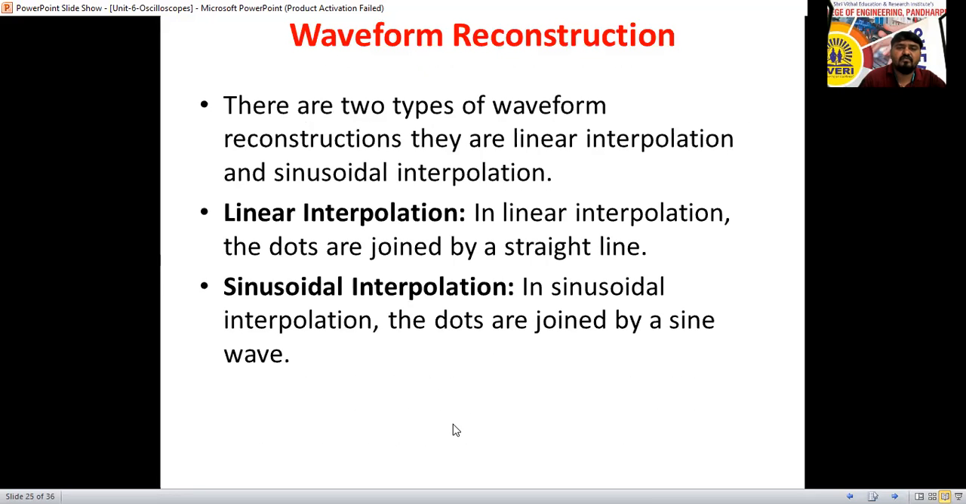How can we construct the waveforms here? The horizontal plates give the time, and the vertical plates give the input signals. There is the linear interpolation method. In the linear interpolation method, they just give the dotted lines here. Did you draw graphs?